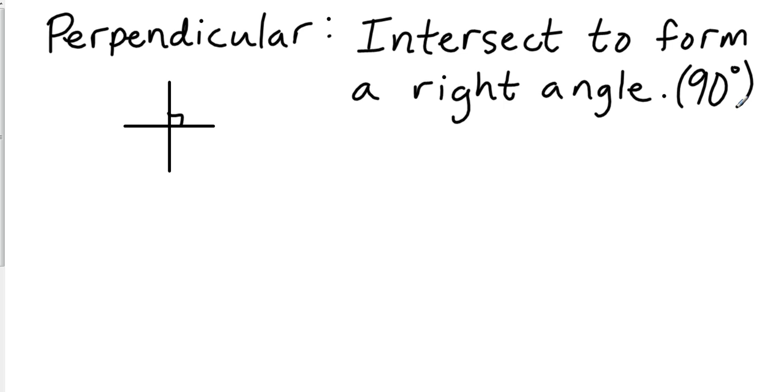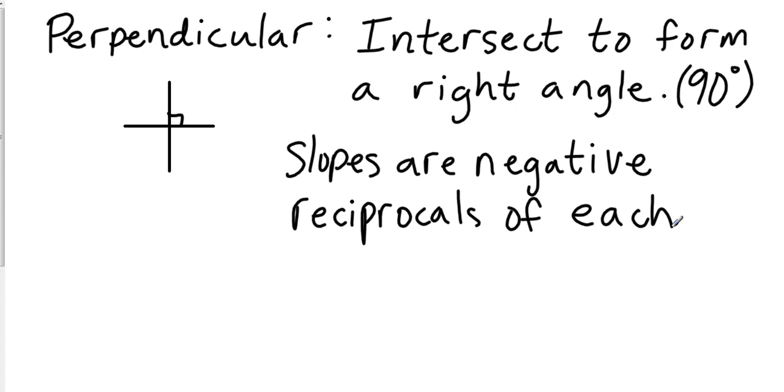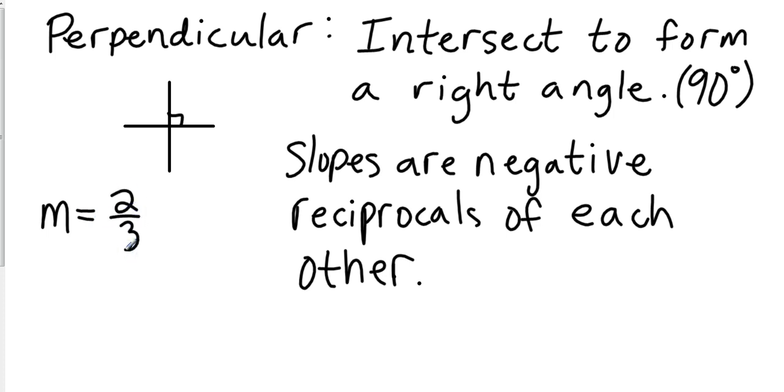Their slopes are negative reciprocals of each other. Okay, so remember taking reciprocals when we divided fractions. Let's say I have one line with a slope of 2/3. Okay, the line that is perpendicular to that would have a slope, I'm going to take the reciprocal, so I'm going to flip it and make it negative. So those two lines would be perpendicular because they have negative reciprocal slopes.